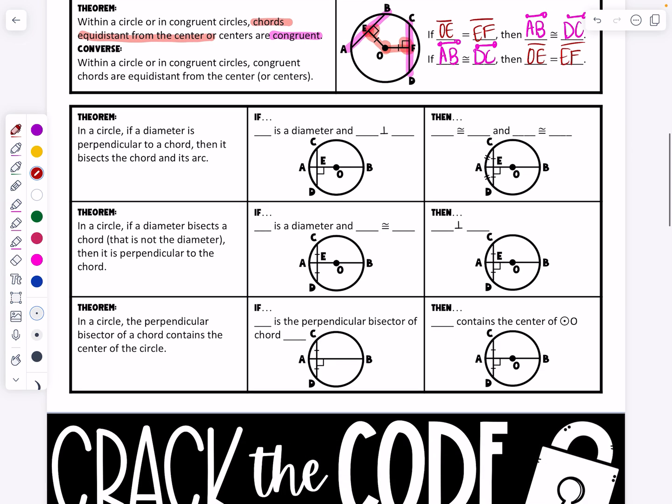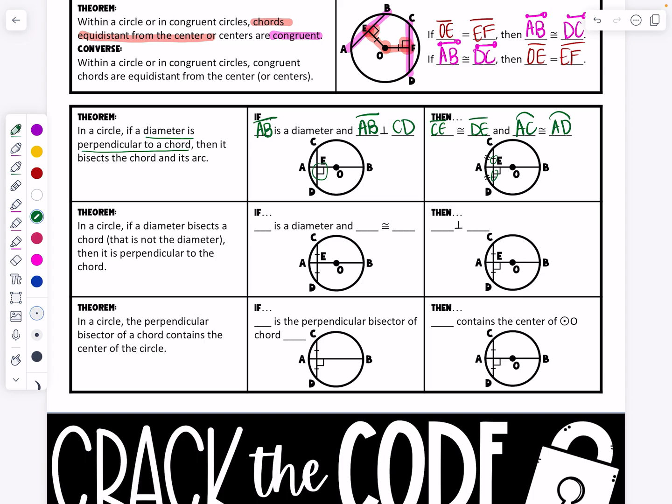All right, a few more, and we have talked about these before as well. In a circle, if a diameter is perpendicular to the chord, so what's our diameter? Our diameter is A to B. If that is perpendicular to our chord, then it bisects the chord and its arc. So we know that if A to B is perpendicular, which it is, to C to D, what that means is that it bisects the chord and the arc, meaning that the segment from C to E is going to be congruent to the segment from D to E. So that's listed right here. And as well as those arcs are going to be congruent. So arc A to C is going to be congruent to arc A to D.